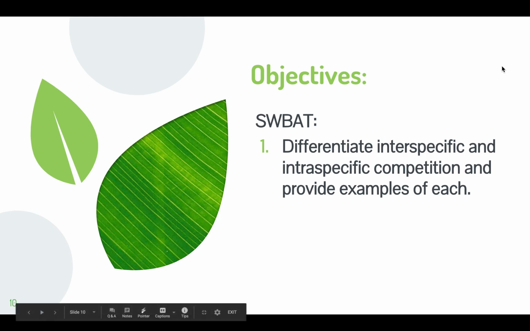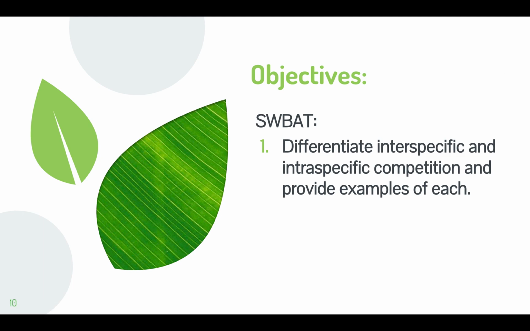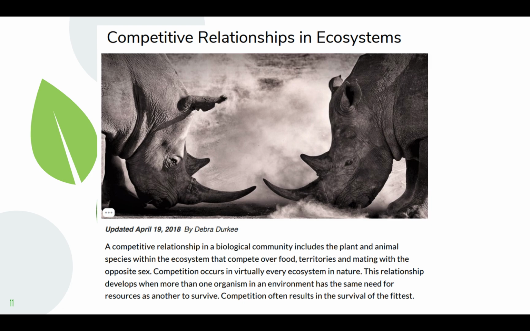So our objective for today is we're actually going to differentiate interspecific and intraspecific competition and provide examples of each. In order to do that, we're going to do some reading and then we're going to actually play a game. So the reading is competitive relationships and ecosystems. And now you're going to go to the next slide to continue the reading.